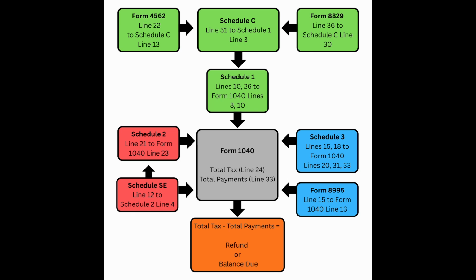The blue boxes cover deductions and credits, forms like 8995 for the qualified business income deduction, and Schedule 3, which handles credits and payments. The red boxes focus on taxes, showing the flow of self-employment tax from Schedule SE into Schedule 2, and then into Form 1040. The gray box in the center is your main Form 1040, where everything comes together: income, deductions, taxes, and payments. And the orange box at the bottom represents your final result. That's total tax minus total payments, which determines your refund or balance due.